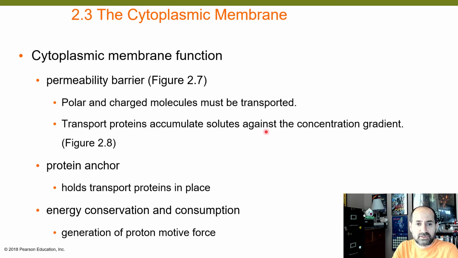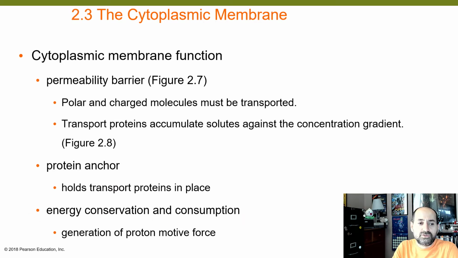Transport proteins accumulate solutes against the concentration gradient. So you can have active transport through these transporters of substances against the concentration gradient. Let's say that a cell wants a lot of sugar inside. It could take up sugar actively using energy, and it can have a higher concentration of sugar inside than outside. Okay, the membrane serves as a protein anchor. Remember the integral proteins and the peripheral proteins, all those proteins anchor to the membrane. And the membrane can serve for energy conservation and consumption.